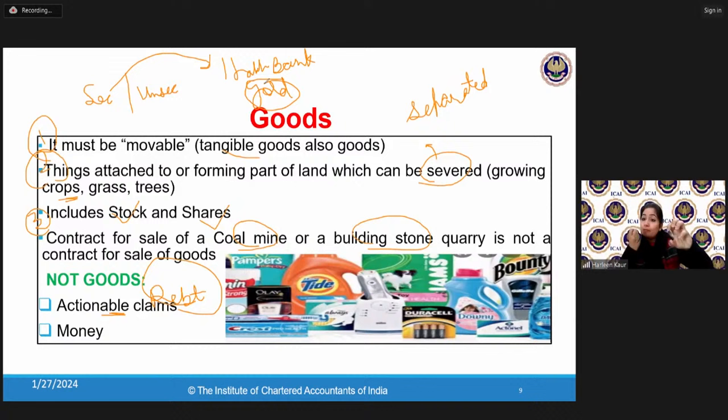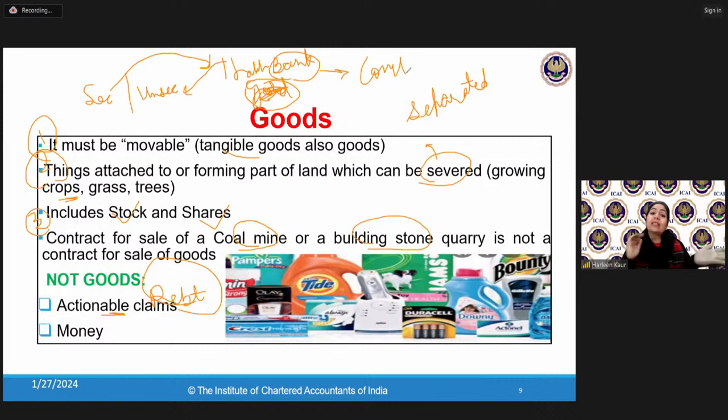But if I don't give any gold in return and I just borrowed money from a bank or maybe from Mr. XYZ, I have taken a loan of 1 lakh rupees and I said I will be paying it later. So this is unsecured debt. Now, what will the bank do? If you do not make the payment, the bank will take you to the court and file an action against you. So this is known as actionable claim. I have to take an action to recover this claim money from you. That is the meaning of actionable claim.